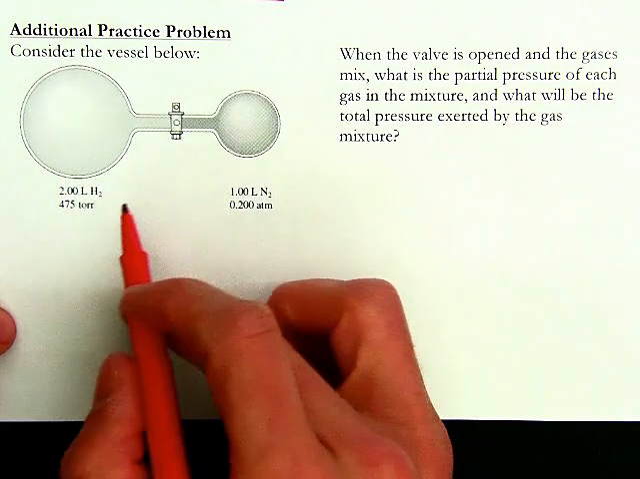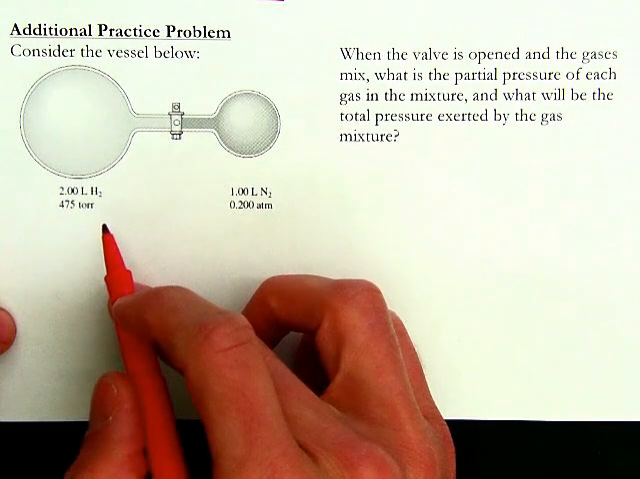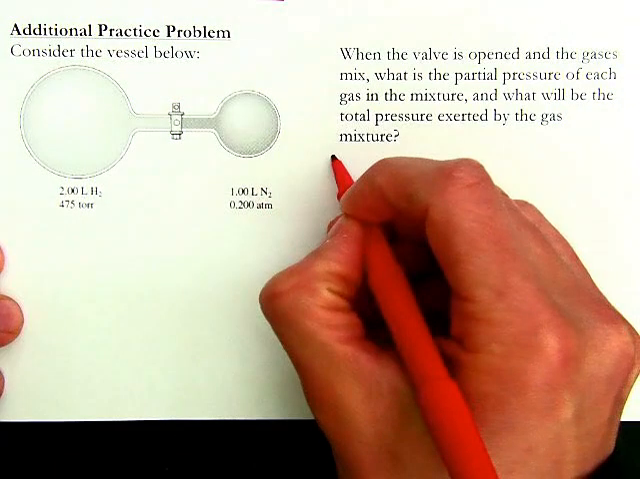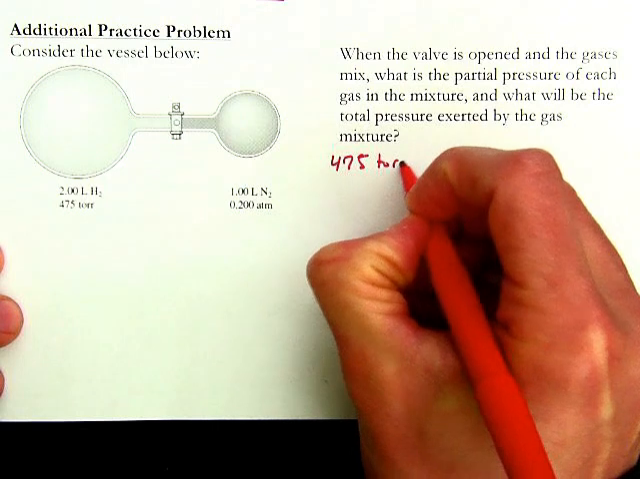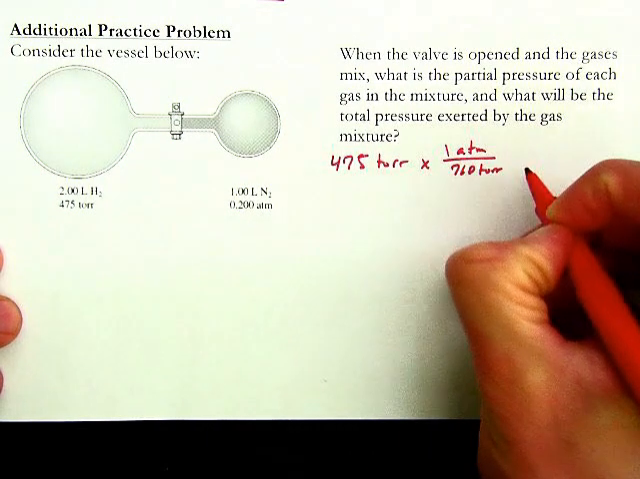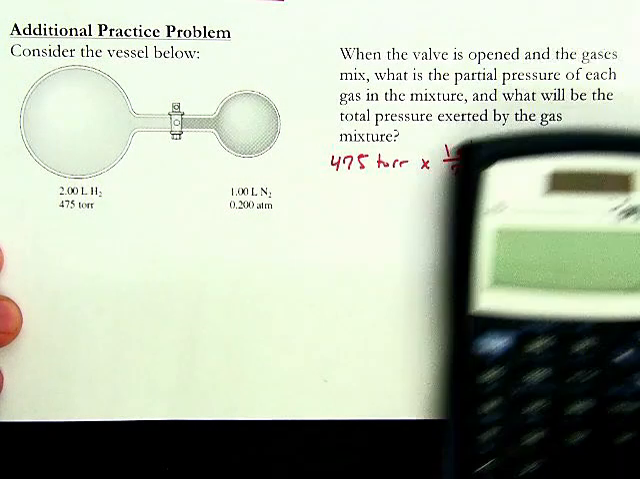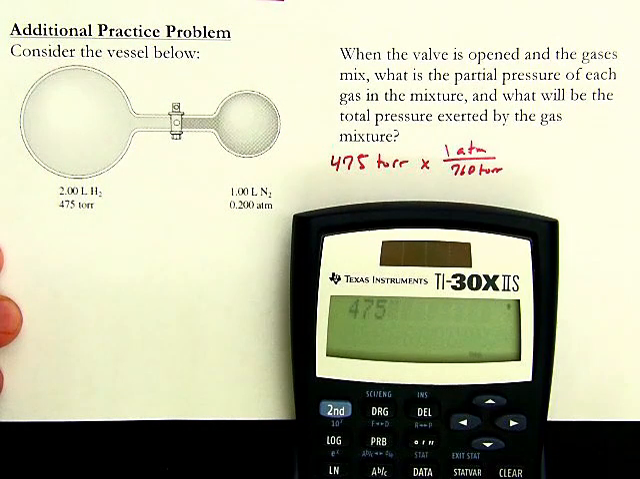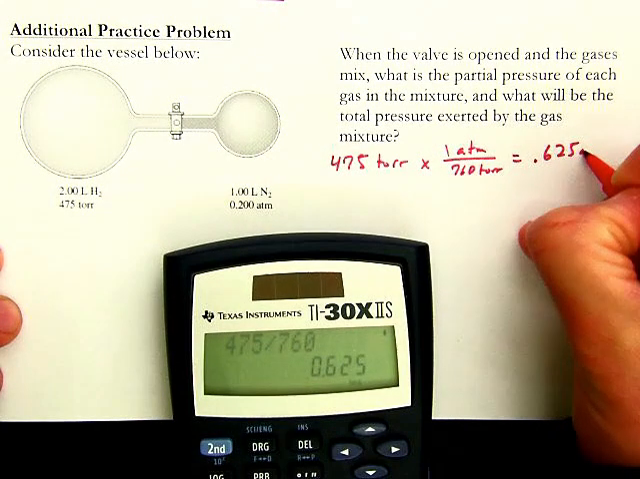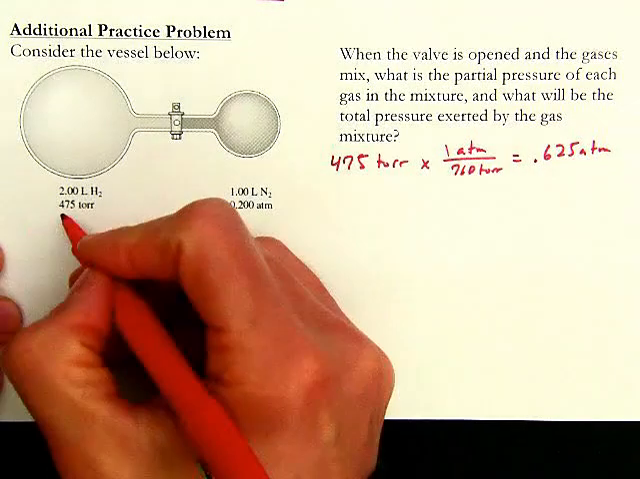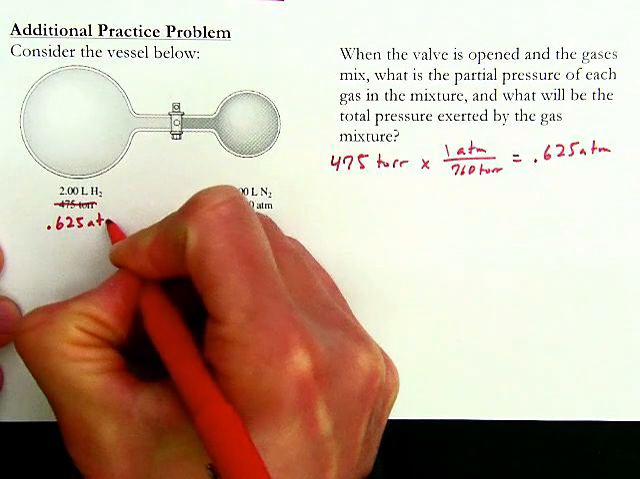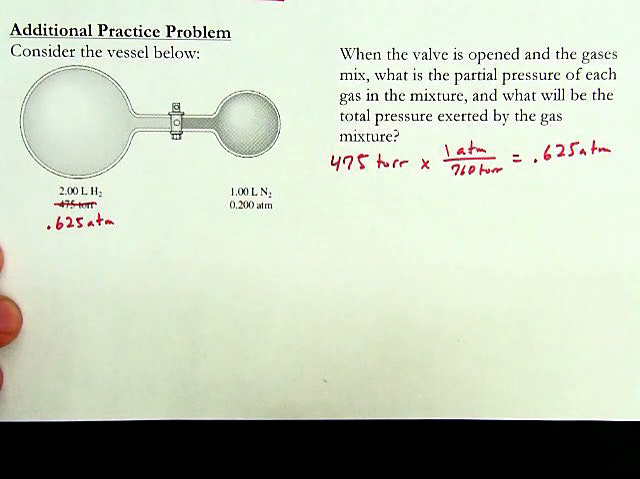So the first thing we should do is convert one of our pressure units into the other, because this is torr and this is atmospheres. I think we'll just convert torr to atmospheres. So 475 torr, 1 atmosphere is 760 torr. So if I take 475 divided by 760, I get 0.625 ATM. So we'll just use that instead, 0.625 ATM. Now we have all of our units as they should be.